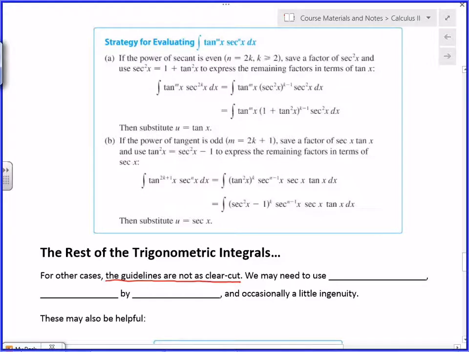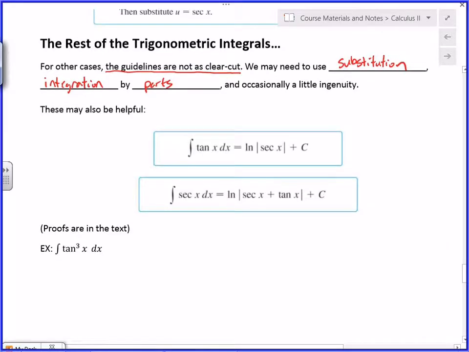We may need to use substitution, we need to use integration by parts, and maybe need to use a couple of known integrals.